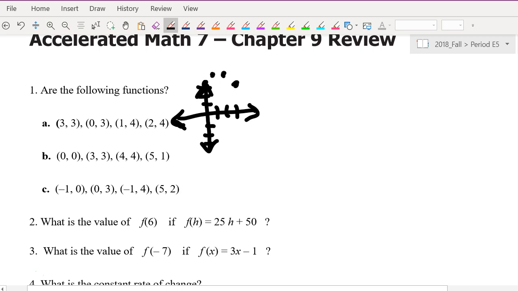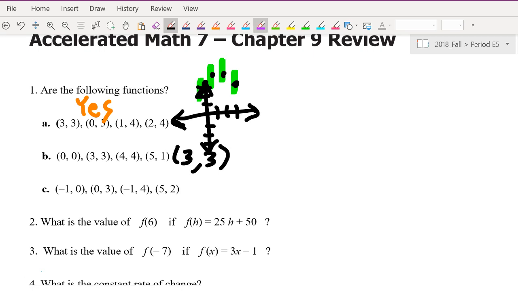Alright, there we go. So all of these are not vertical from each other. So it's a function. Are the following functions? So A is yes. Alright, what about B? Yes. You say yes. Well, I'm going to change it a little bit. I'm going to add one more thing. And what do you guys think? No. Okay, well, let's graph it.